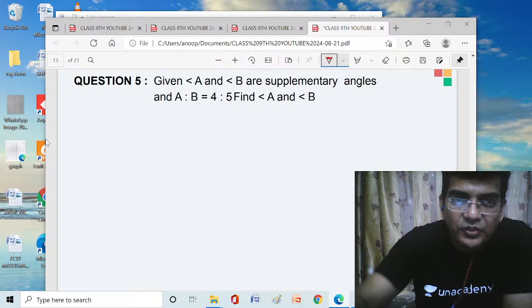So angle A is 4k. So I can write A is equal to 4k. So that will be 4 into 20. So angle A will be 80 degree, right? Now consider angle B. Angle B is 5k. So that will be 5 into 20. So angle B comes out 100 degree. So I've got angles A and B as 80 and 100. Hope this much is clear to you now. You see?